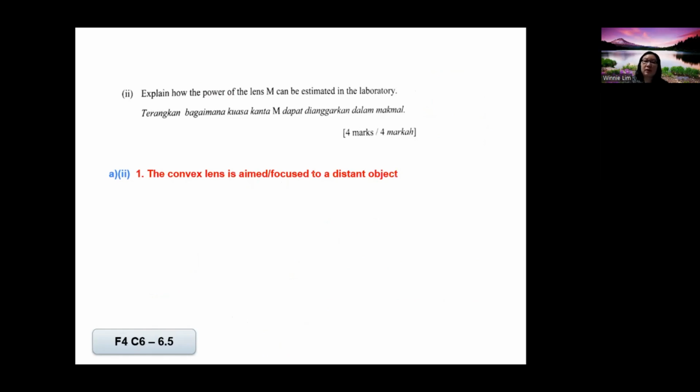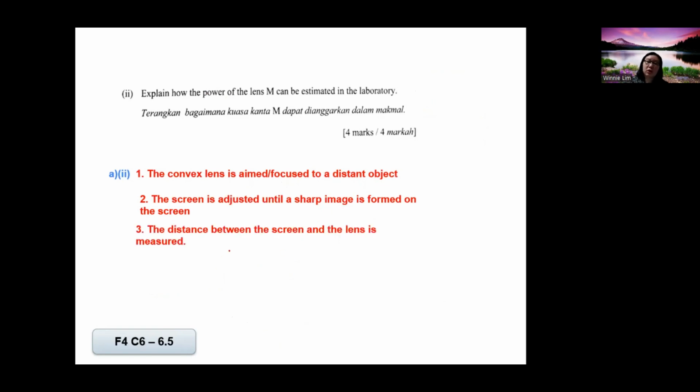The convex lens is aimed or focused at a distant object. Then the screen is adjusted until a sharp image is formed on the screen. The distance between the screen and the lens is measured. The focal length is the distance between the screen and the lens. And lastly, calculate the power by using 1/f.